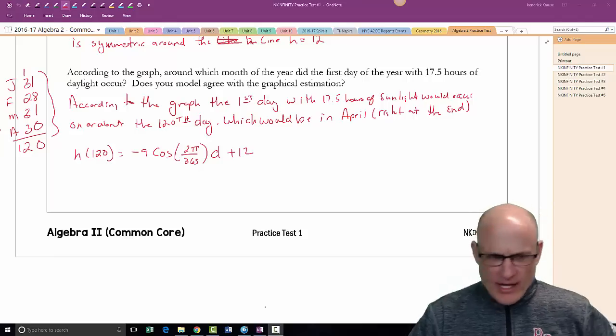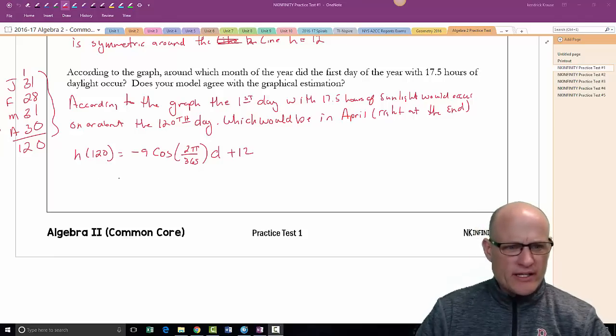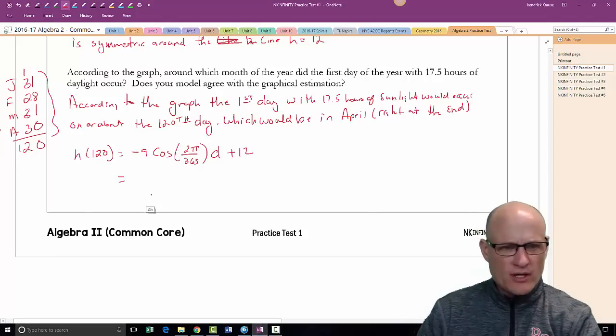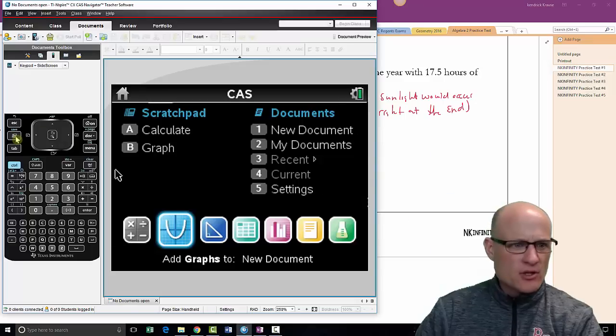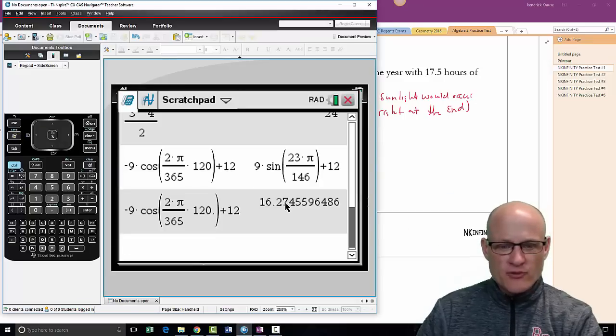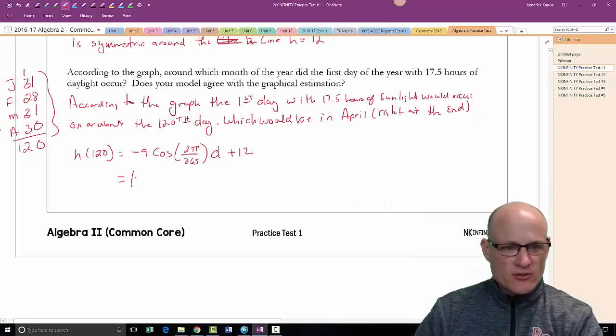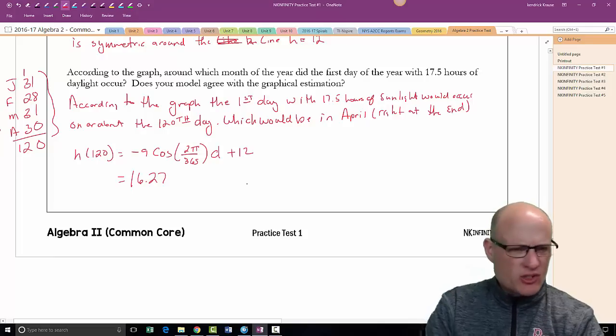So what we found out was H of 120 is equal to about, I forgot what we came up with. Oh, I hope it's still in here. I was just cleaning some stuff up. 16.27 hours. But that doesn't really tell us whether or not it's going to be equal to it. So maybe we should look at this thing graphically.